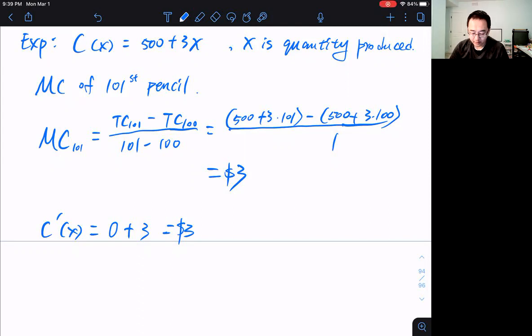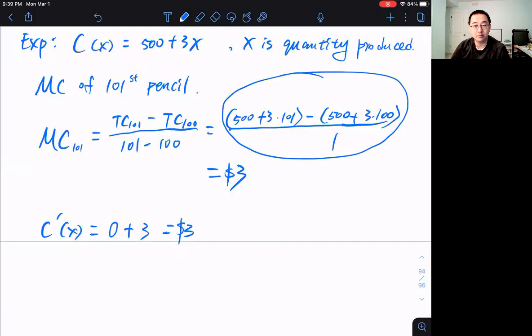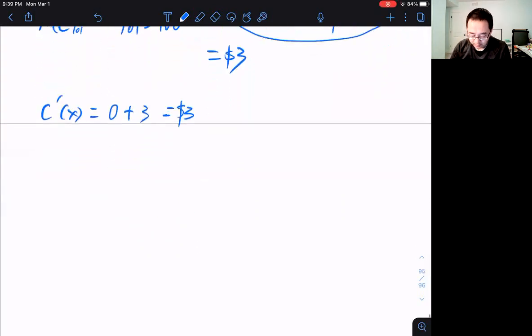Okay, already done. If you have a more complicated cost function and the derivative turns out to be a function of x, then that's when you just plug 101 into that x in the derivative function and you'll get the marginal cost, which is a lot easier than doing all of this and making math errors in the process, right? So hopefully you can see the convenience in that.